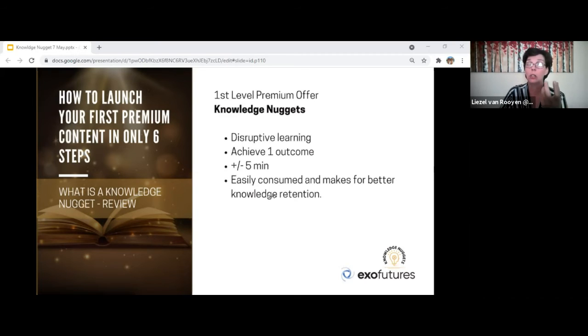It's also easily consumed and makes for better knowledge retention. So however you structure your content, and you're going to get a brilliant method to do that today, it will enable the person who is learning from your knowledge nugget to learn immediately, retain the knowledge, and then help them solve problems in the real world immediately. So when they've completed your knowledge nugget, they must be able to walk away, apply what they've learned, and solve that problem.